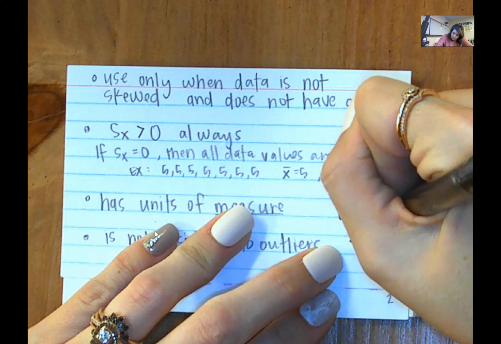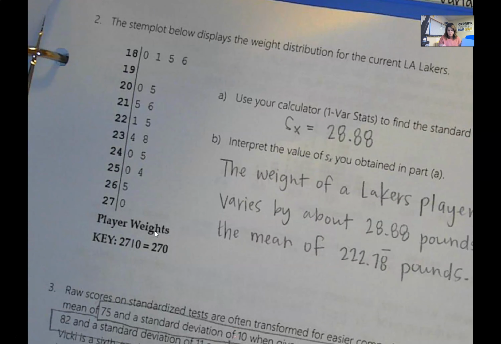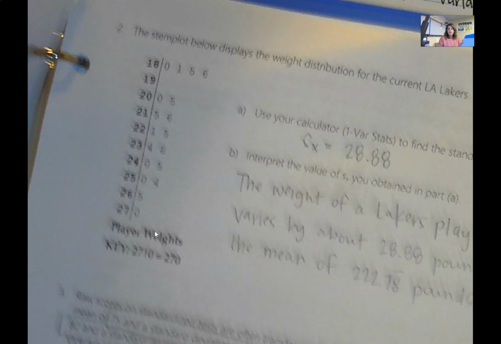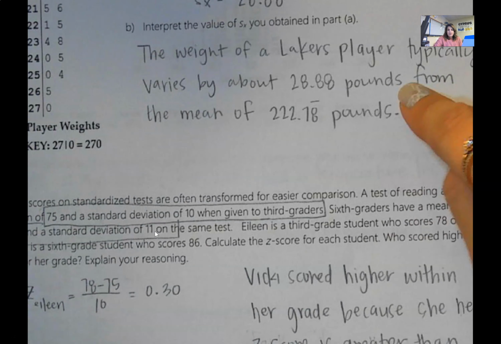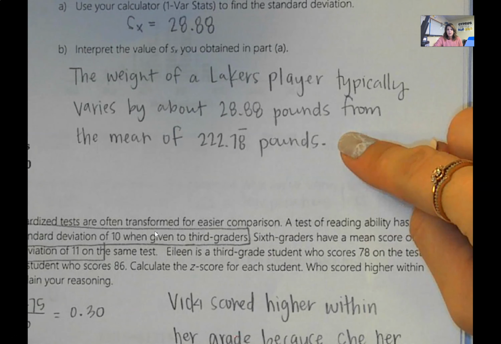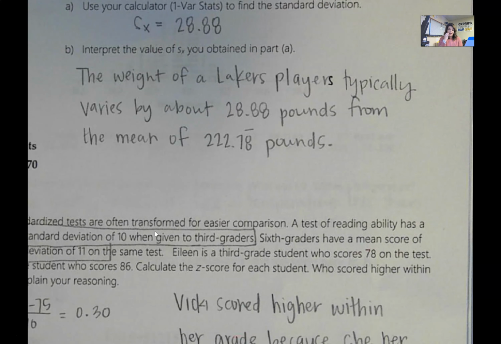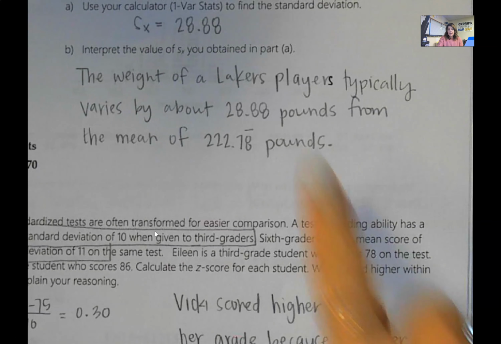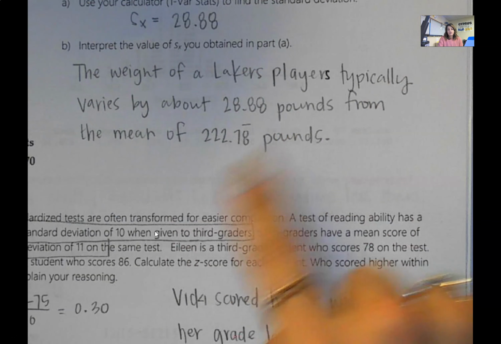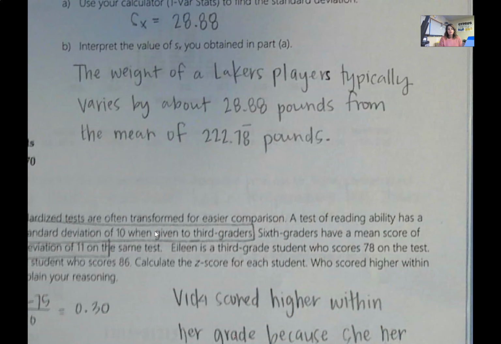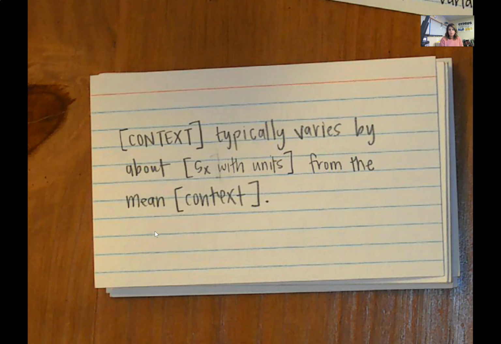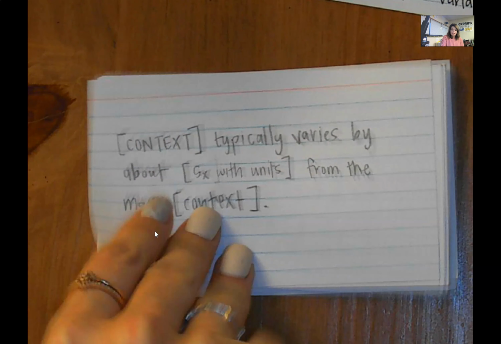And I'm hoping that in this practice test, I gave you guys the opportunity to interpret standard deviation. So here on the Lakers player game, the weight of the Lakers player, that should probably have an S, typically varies by about 28.88 pounds from the mean of 222 pounds. So you do have an example of interpreting in your practice test.